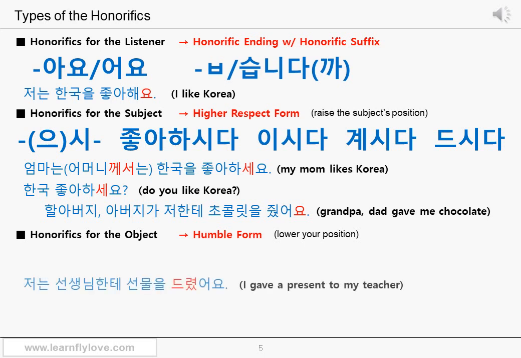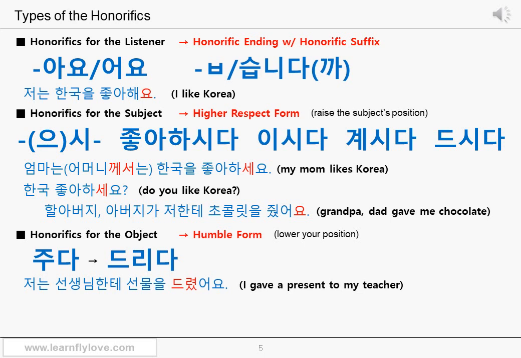Let's see an example right away to understand this better. 저는 선생님한테 선물을 드렸어요. It means I gave my teacher a present, or I gave a present to my teacher. Please take a look at the 드렸어요 part. 드렸어요. The base form of this verb is 드리다. This is the humble form of the verb 주다, to give.